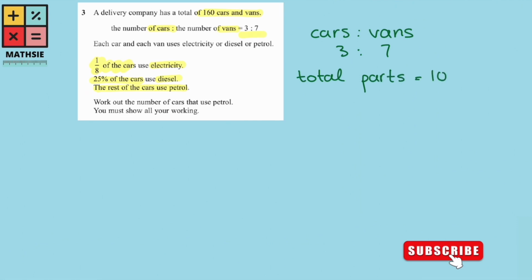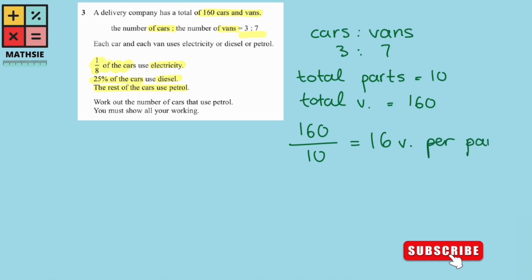And I know that the total vehicles equals 160. So if I want to figure out how many vehicles there are in one part only, I need to divide the total vehicles by the number of parts, which would give me 16 vehicles per part. But then remember that we have cars to be 3 parts. So the total cars are 3 times 16 vehicles per part, which when we calculate, we get 48.